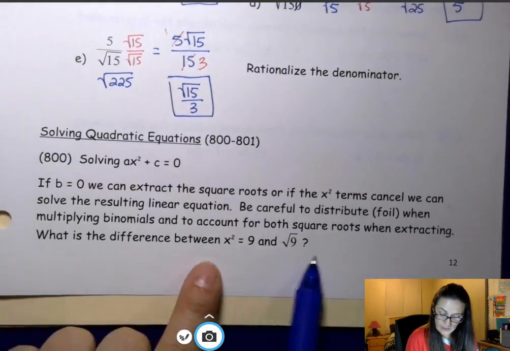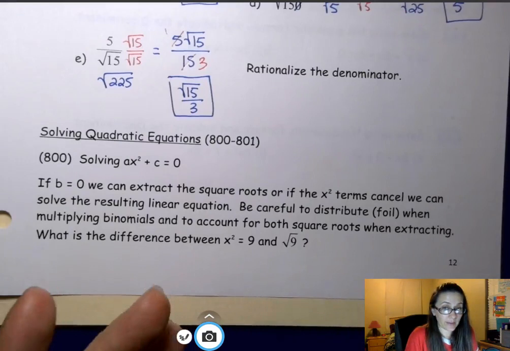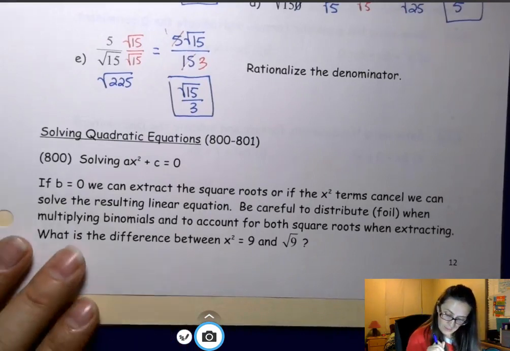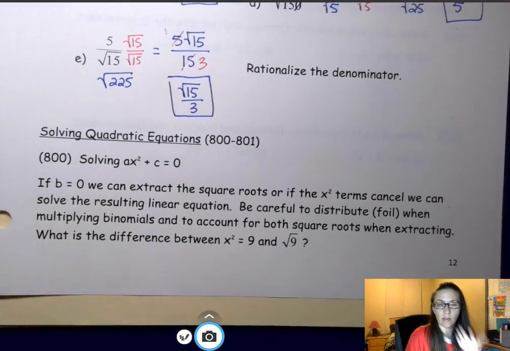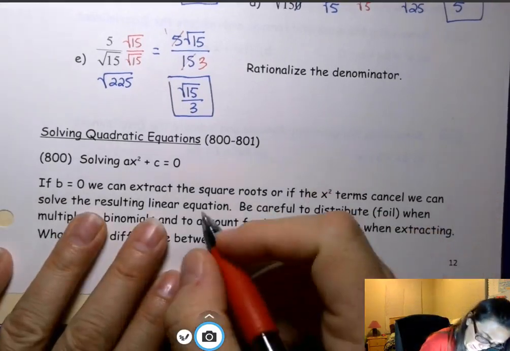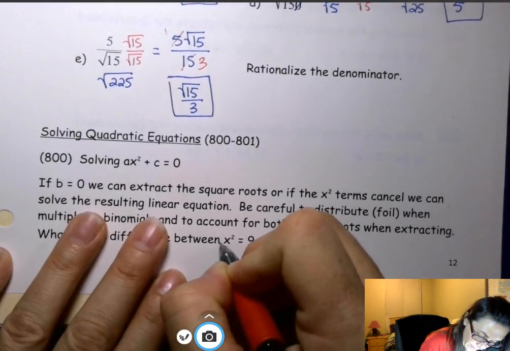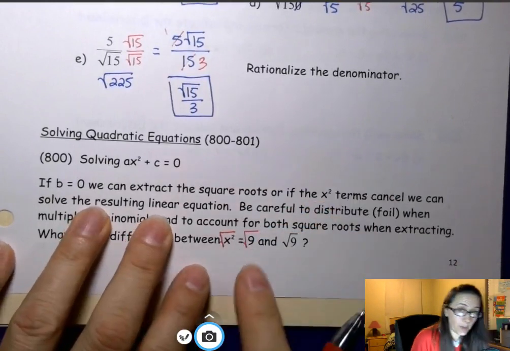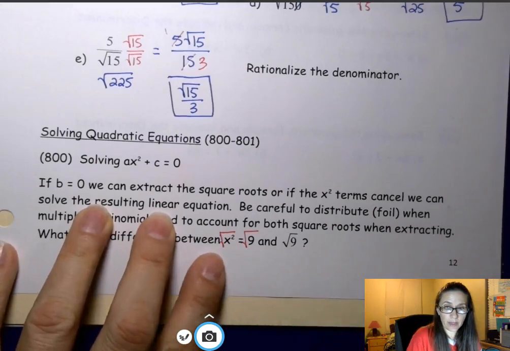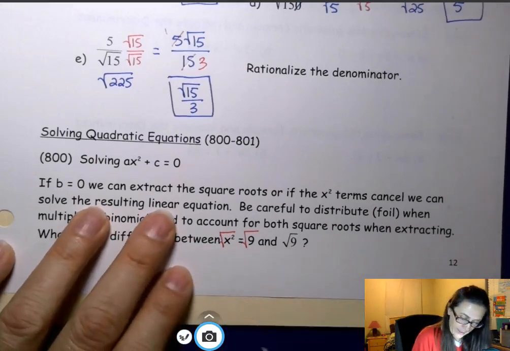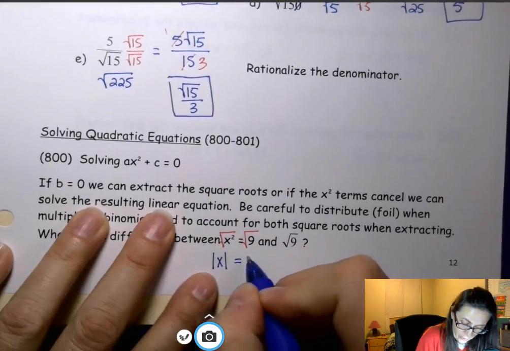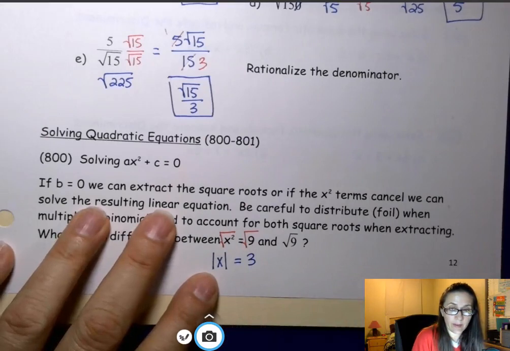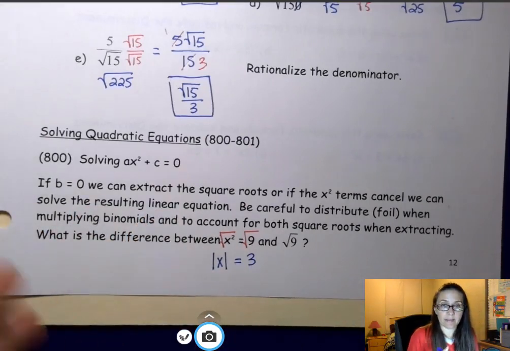What is the difference between these two things right here? They seem pretty similar to us. If I tell you that x squared equals 9, that means what could x have been here? So that means if I want to get rid of the square, I'm going to square root both sides. If I'm putting the square root here, that means that the absolute value of x would have been 3, the principal root. Well, absolute value means that it could have been a positive or negative.